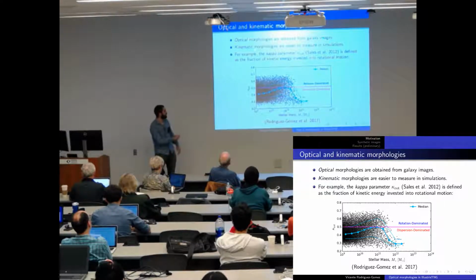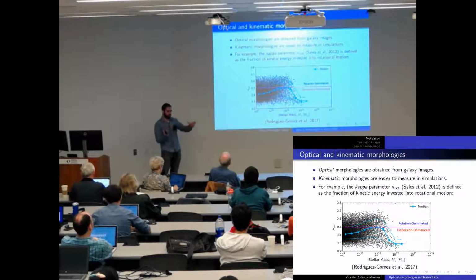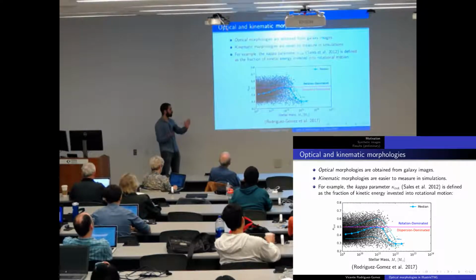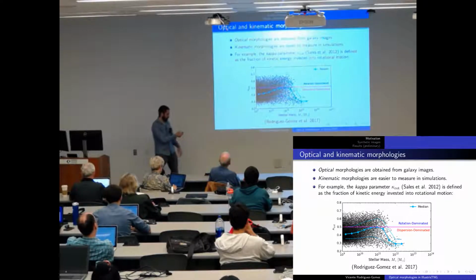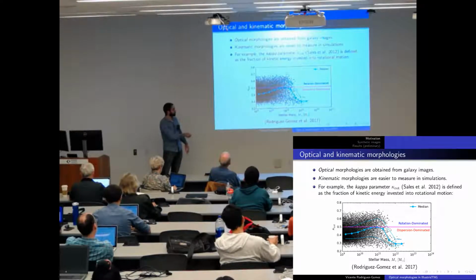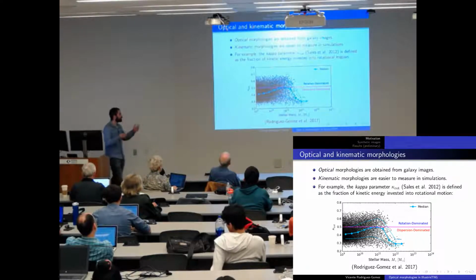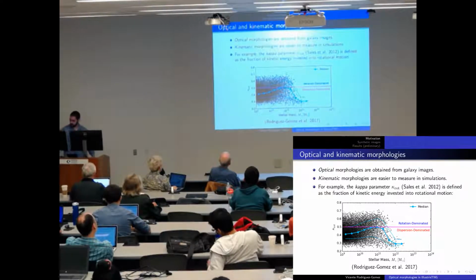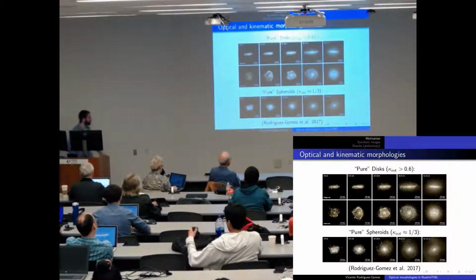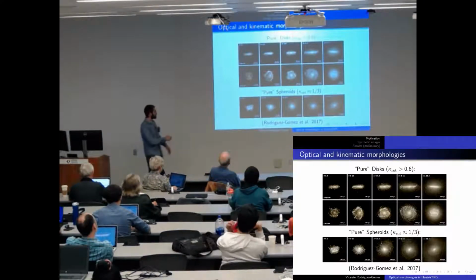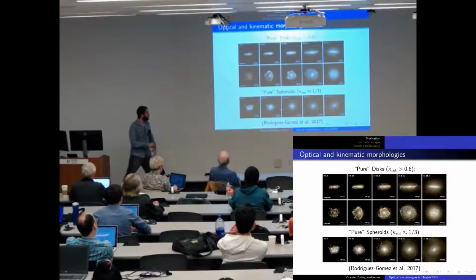For example, the Kappa parameter, defined by Laura Sales, measures the fraction of kinetic energy invested in ordered rotation in a galaxy. That's what is shown here as a function of mass. You can see that Milky Way-sized galaxies are the most disky. And this does a reasonable job of distinguishing disks from ellipticals, just using this parameter.